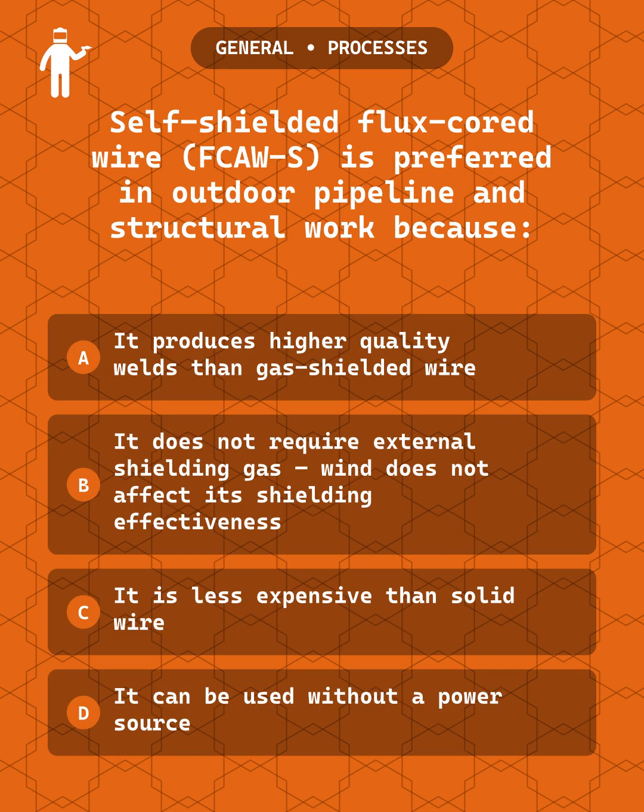Question 7. Self-shielded flux-cored wire is preferred in outdoor pipeline and structural work because, is it A, it produces higher quality welds than gas-shielded wire, B, it requires no external shielding gas, and wind doesn't affect its shielding effectiveness, C, it's less expensive than solid wire, or D, it can be used without a power source?